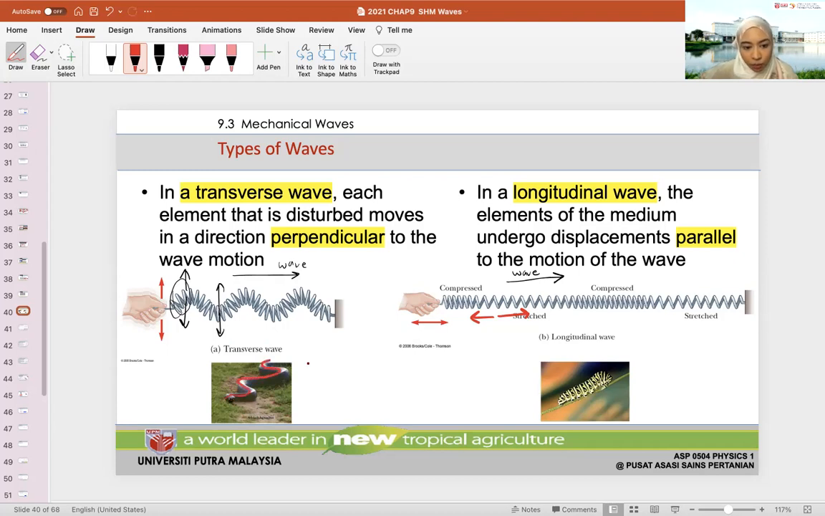The snake moves forward, but the particles of the snake, we're going to call it particle because it's hard to say other things, are going this way, which is perpendicular. So transverse.